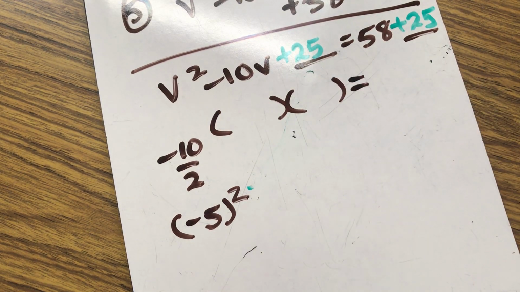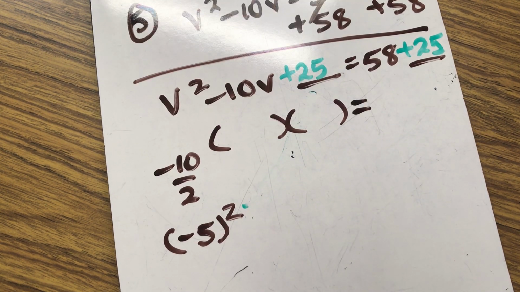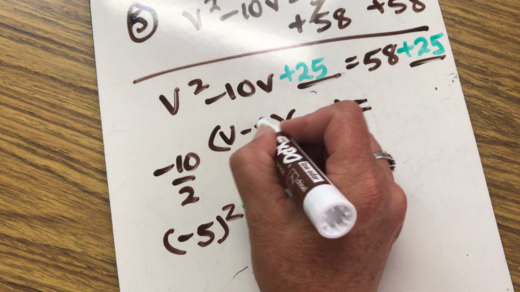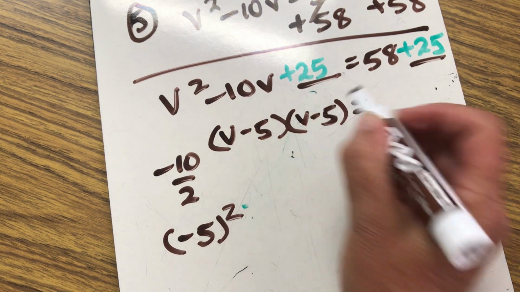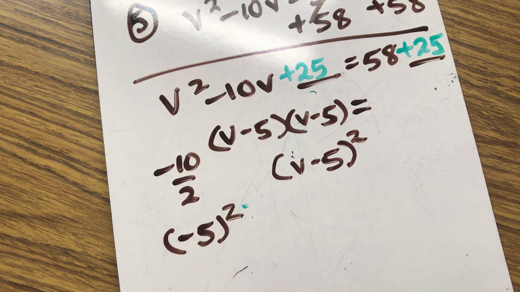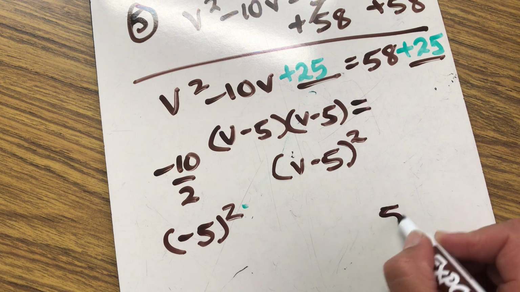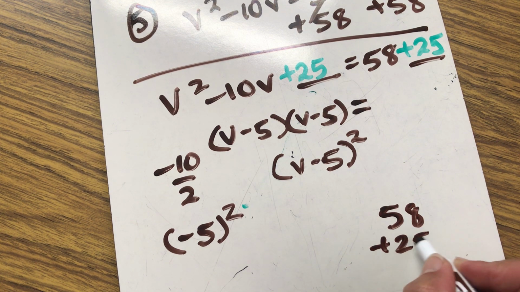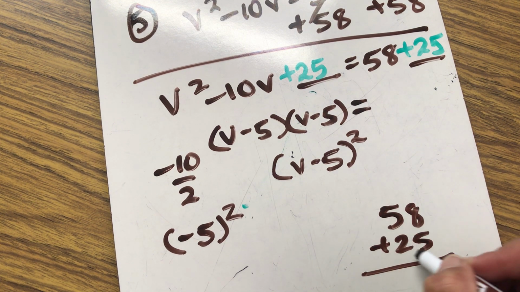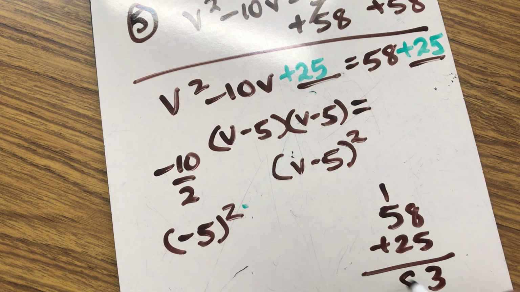Thinking of two numbers that multiply to give us 25, that add to give me 10, but not just any 10, a -10. So that means a double negative. We can write that side as a square. Now 58 plus 25. 8, 9, 10, 11, 12, 13. 5, 6, 7, 8. 83.